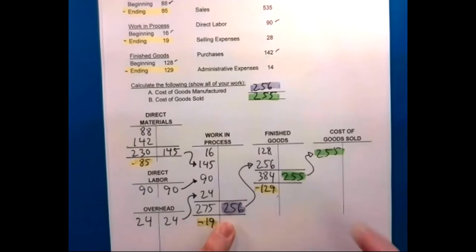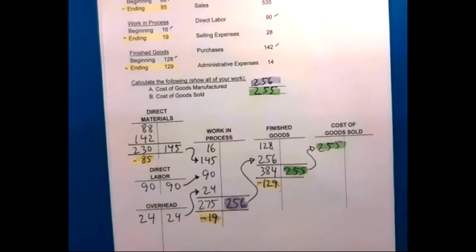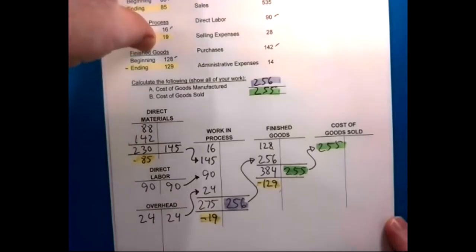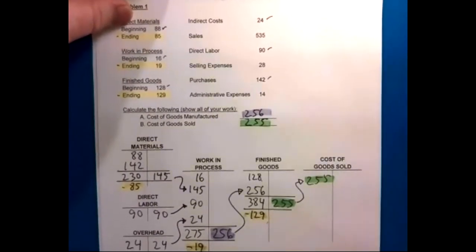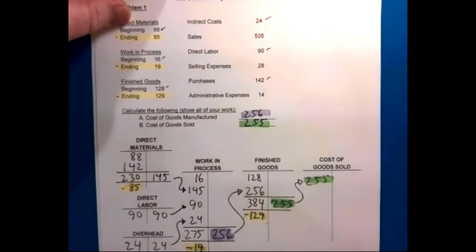So the 256 in this case, whatever leaves work in process, whatever leaves finished goods. Okay, now here's the extra credit points. The extra credit points will be for doing the income statement. Do it up top here. You don't have to do this. This is again extra credit.